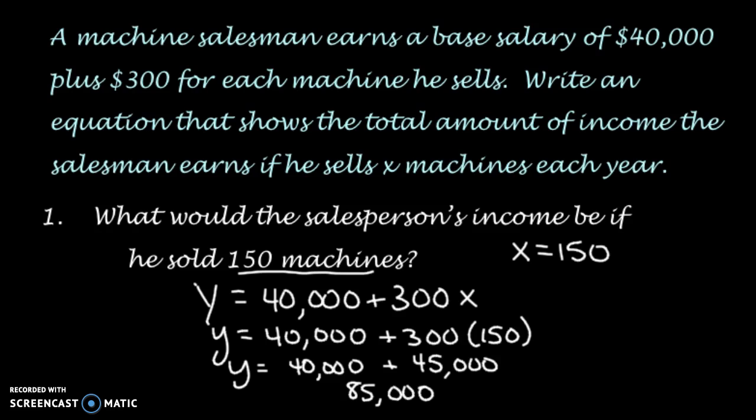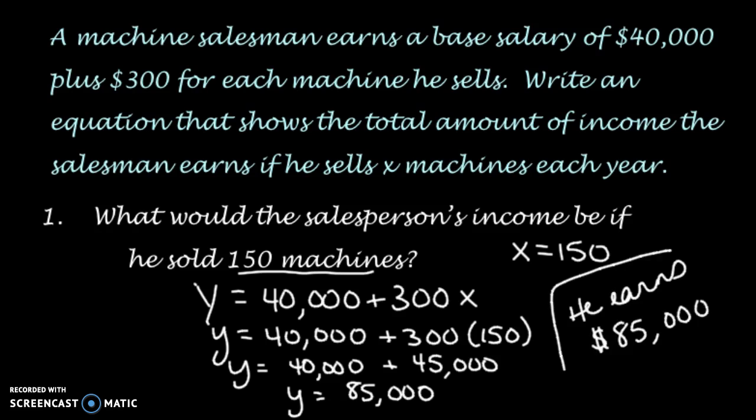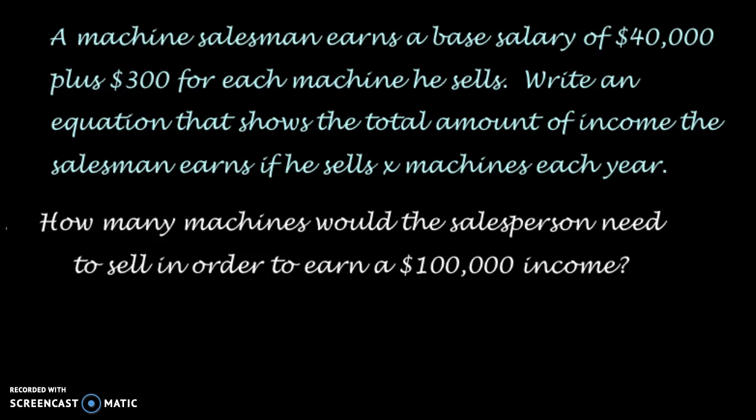So Y equals 85,000. And I always want to make sure I'm answering these word problems in words. So he earns $85,000 if he sells 150 machines. So he earns $85,000.